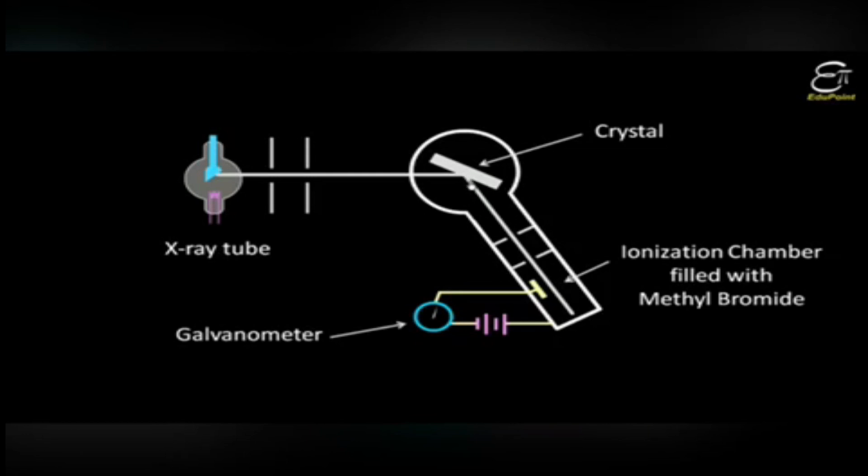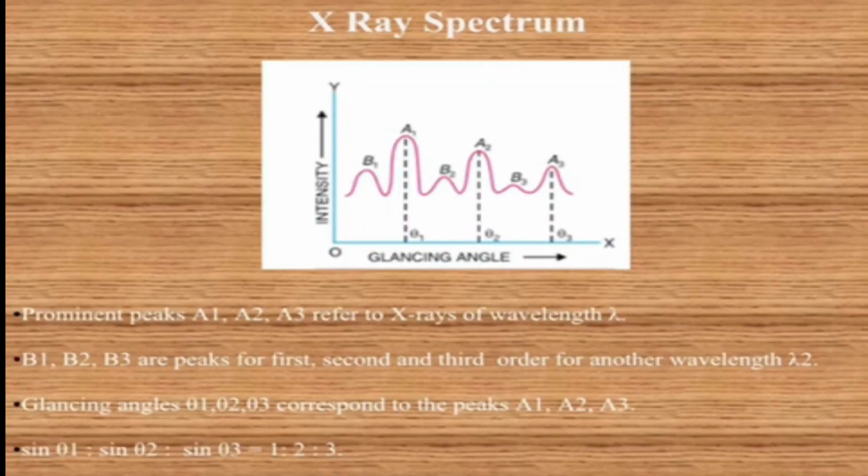In practice, the crystal table is geared to the ionization chamber so that the chamber turns through 2 theta when the crystal is turned through theta. The glancing angle theta and the intensity of the diffracted beam are measured. The graph of the ionization current against glancing angle is drawn. The prominent peaks A1, A2, A3, etc. refer to the X-rays of wavelength lambda.